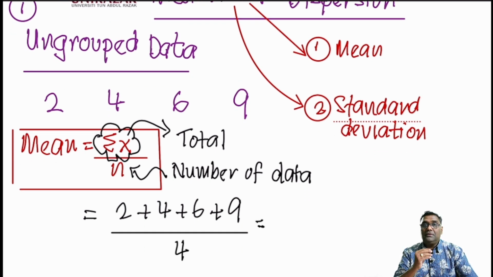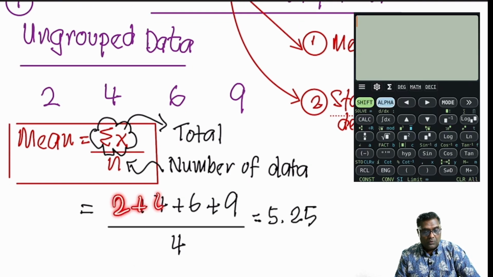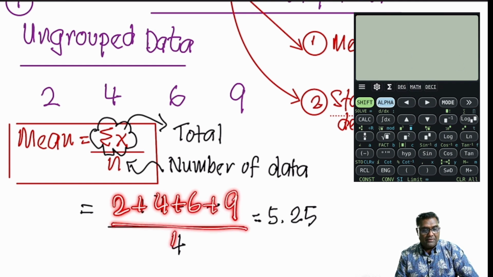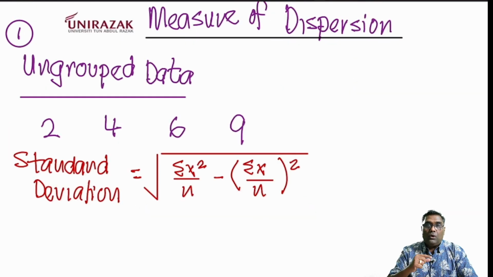After that, the solution comes from where? It comes from the calculator. If you can see, this is 2 plus 4 plus 6 plus 9 divided by the number of data 4. So I go to my calculator, fraction 2 plus 4 plus 6 plus 9 divided by 4. When I press the calculator, we got the answer 5.25.